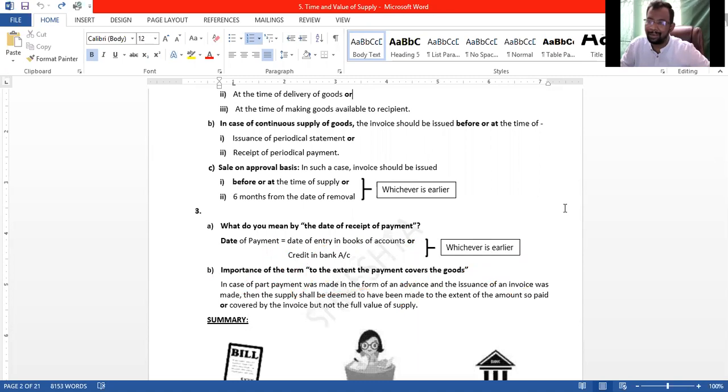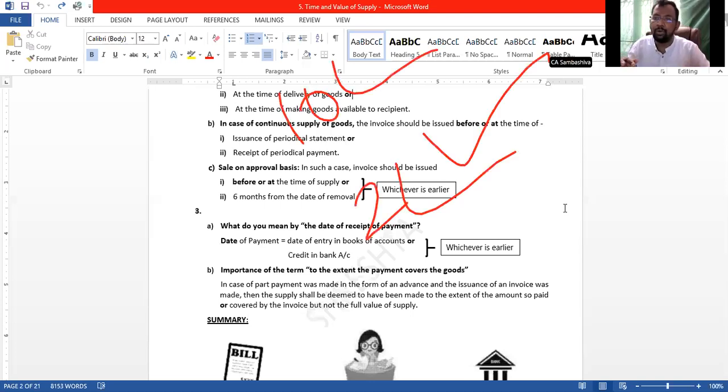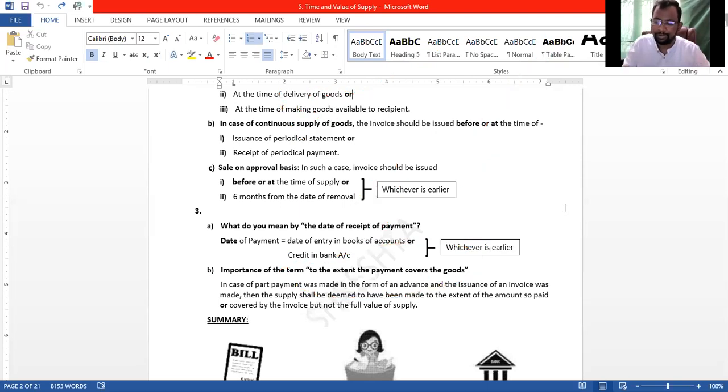The meaning ఏంటంటే, since I have issued the invoice, I need to levy the GST. On what amount do I need to levy GST? On 10 lakhs or on 2 lakhs? I have to levy the GST only on 2 lakhs, to the extent the payment covers the goods. So 2 lakhs means, అక్కడ GST అనేది levy చేయాలమ్మా. Is that clear, everyone? Right.